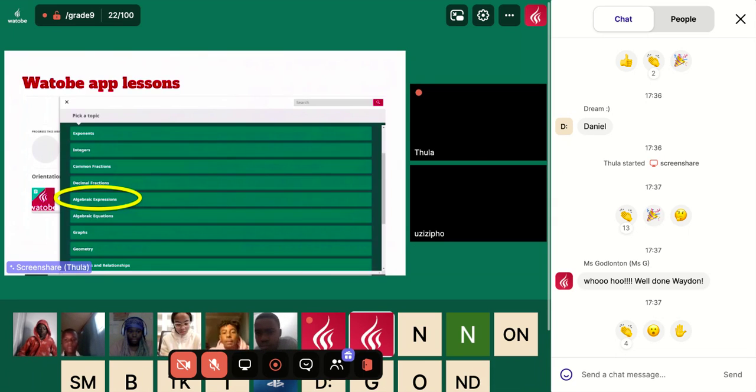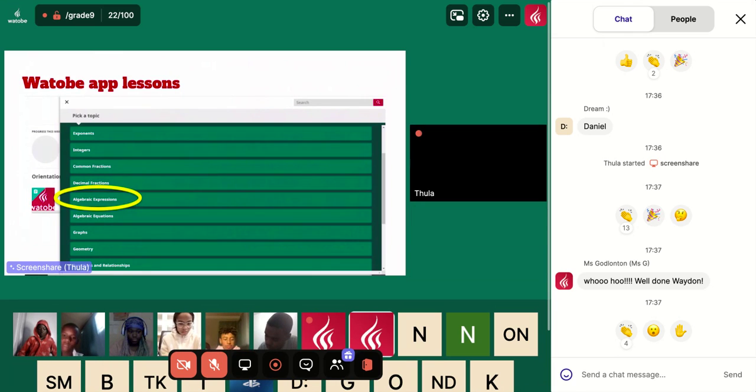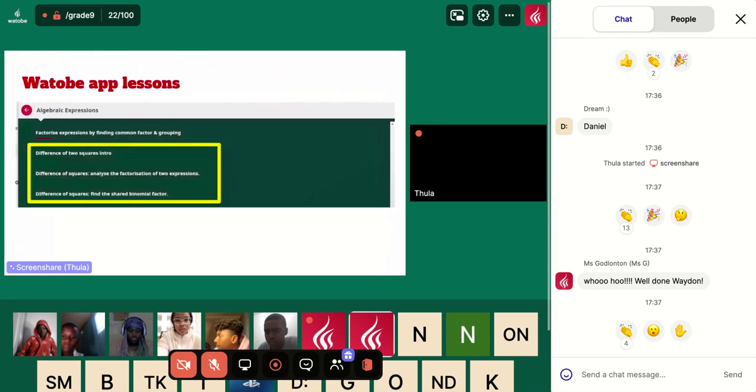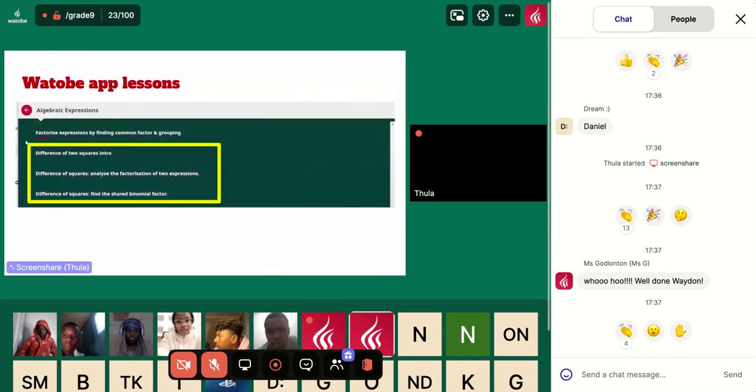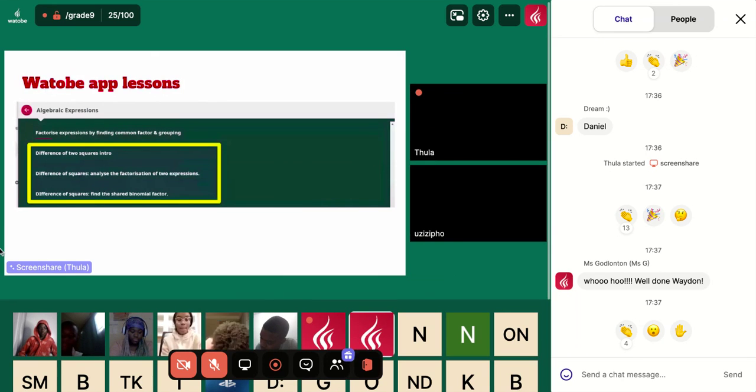And just also to remind you guys on how to get to the topics that we're doing now, you of course go to the app and you pick a topic and you open algebraic expressions. And then within that, it's going to open a bunch of other topics, which I'm going to show you now. So these are the topics that we're on now: the difference of squares intro, difference of squares analyze factorization of 2 expressions, difference of squares find the shared binomial factor. So be sure to go through these, do the exercises. And as always, if you struggle, always reach out on the chat button on the app to a tutor, and someone will always be there to help you.